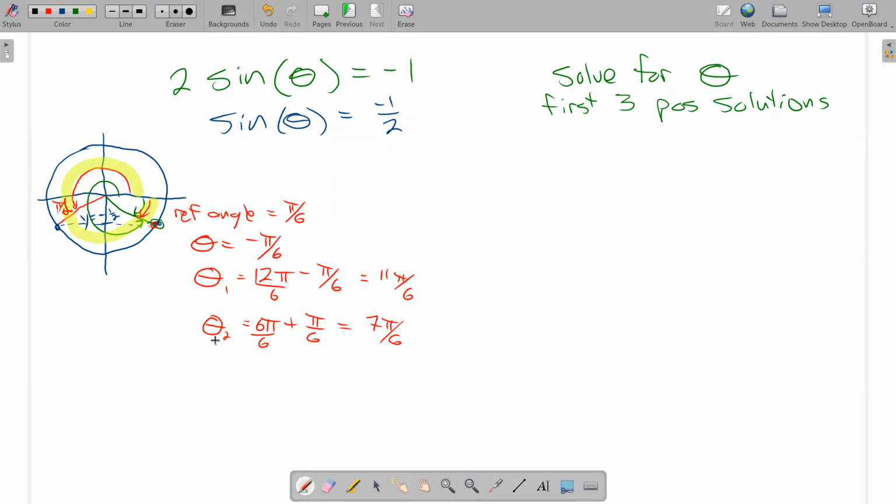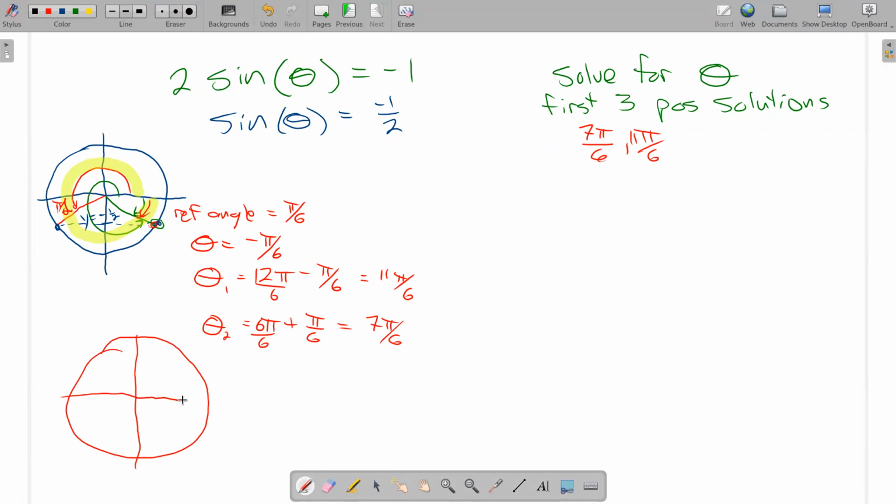And although I call them theta 1 and theta 2, that's just the order that I came up with them thinking about this angle over here. But obviously 7 pi over 6 is the first in order here. Positive 11 pi over 6 is the next one. So just rethinking that.